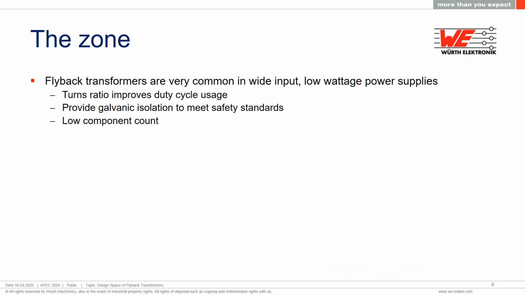The flyback transformer is very common in wide input, low wattage power supplies requiring less than 150 watts. The output power is limited only because the peak currents become very high. The advantage for this type of application is that the turns ratio can improve the duty cycle usage because the output voltage is not strictly fixed to the turns ratio as it would be in a real transformer. Also, with separate windings, galvanic isolation is provided to meet safety standard requirements. Plus, the flyback transformer has one of the lowest component counts of all switch mode power supplies, making it very effective.